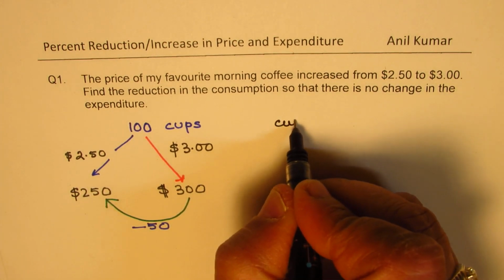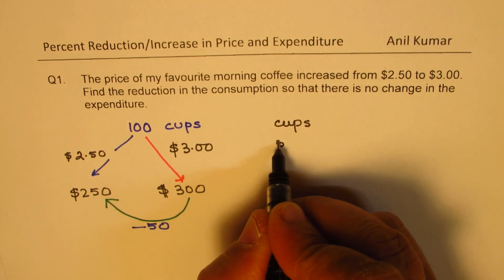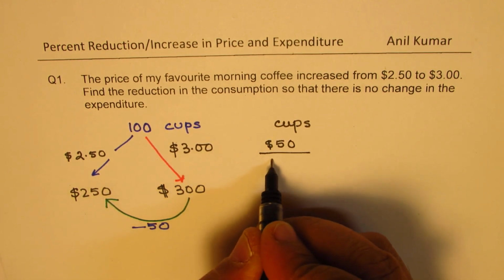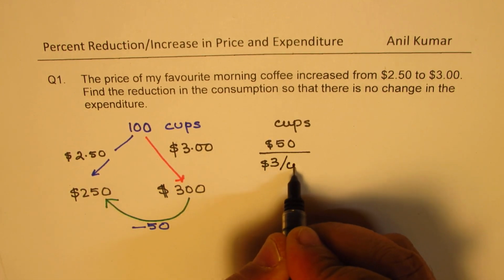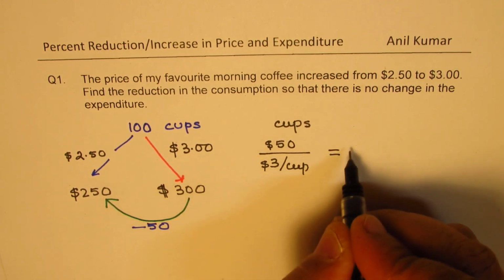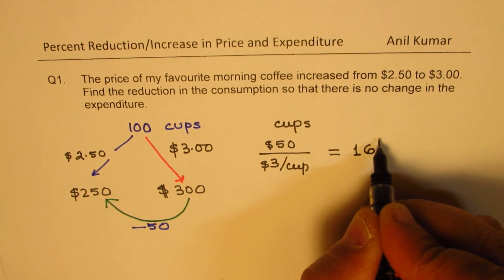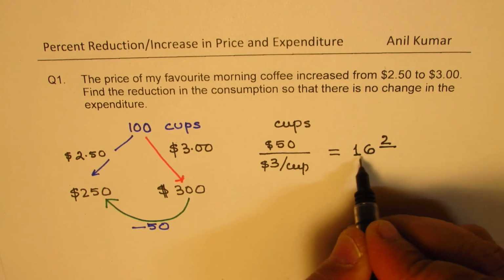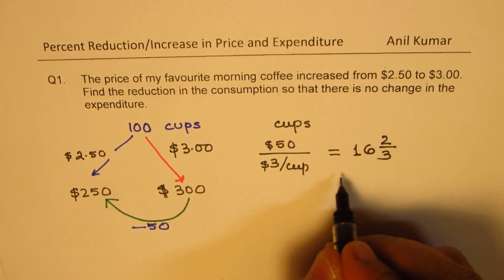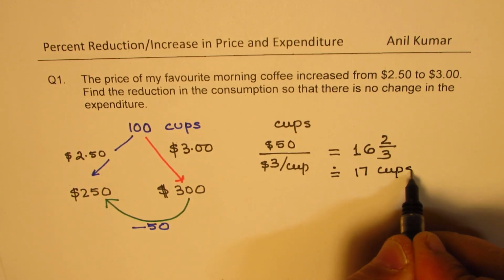So as far as cups are concerned, we need to reduce by $50 in all, and each cup is costing $3 per cup, correct? So when you divide, what do you get? Well, 3 times 1 is 3, 20. 3 times 6 is again 20. We're left with 2. So more than 16 cups, right? So exactly 16 2/3, which we say approximately 17 cups.